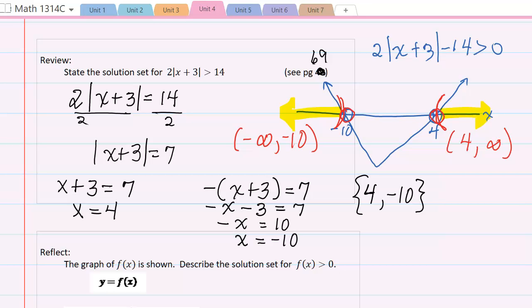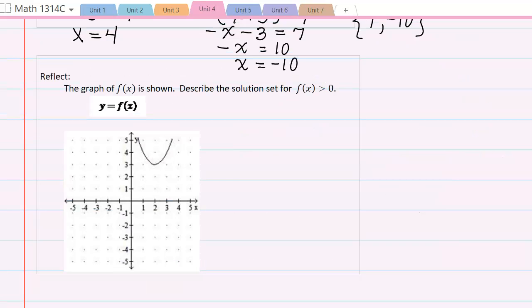Even without completing the lecture about quadratic inequalities, you may be able to answer the reflect on this page, as it is very similar to the idea of the absolute value inequalities found in the previous unit. This concludes this video.